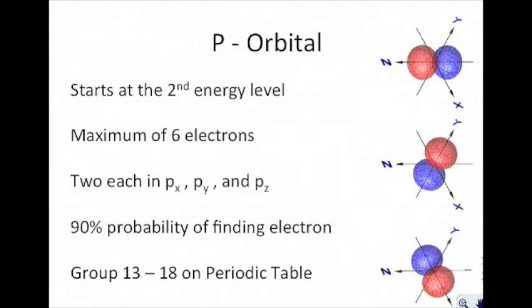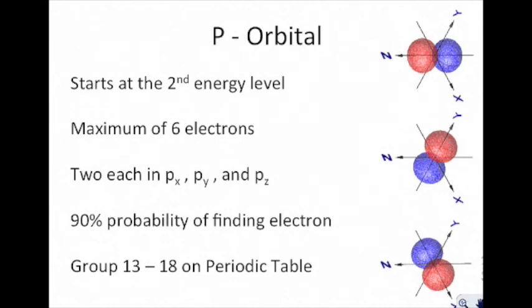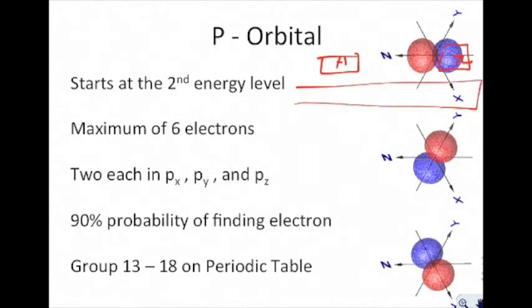Next, you have the p orbital. It starts at the second energy level. So when you have that first row that has hydrogen and helium, you'll notice that there is no p orbital. No p orbital is possible in the first energy level, but it does start in the second one. There's a maximum of 6 electrons. You can have 2 in px, 2 in py, 2 in pz. Once again, 90%. And it is group 13 through 18 on the periodic table.